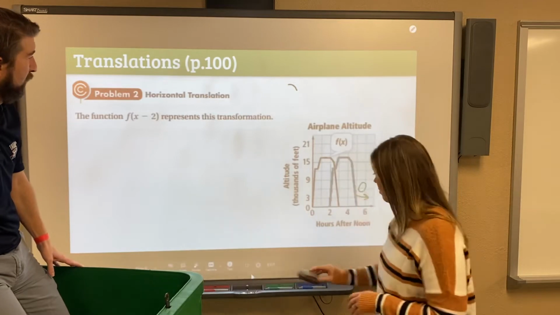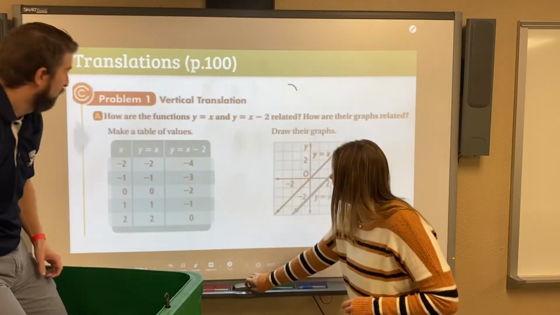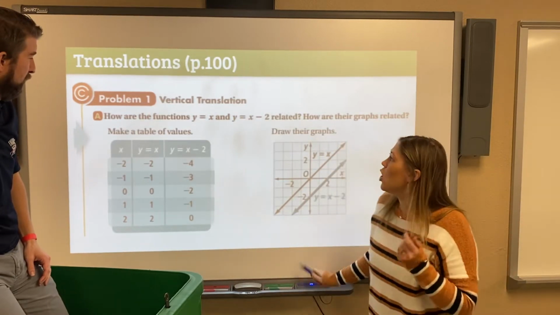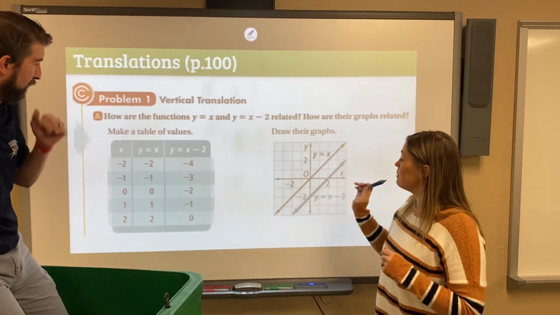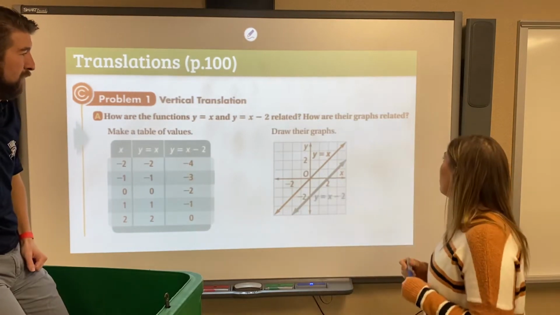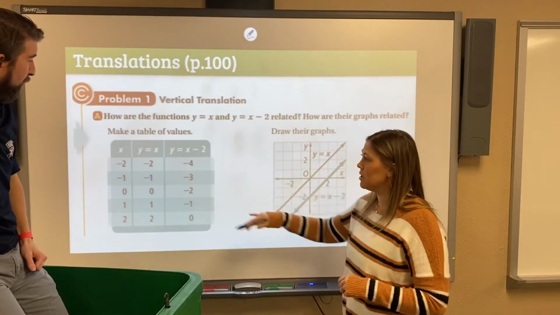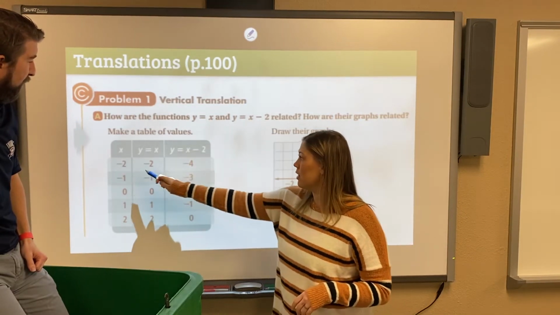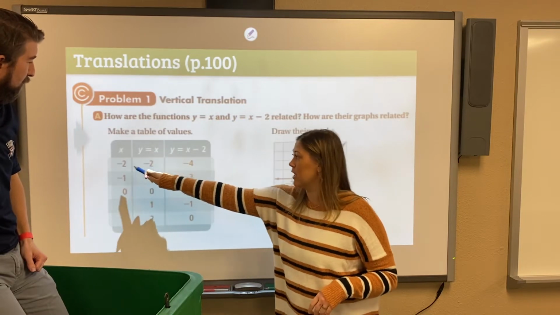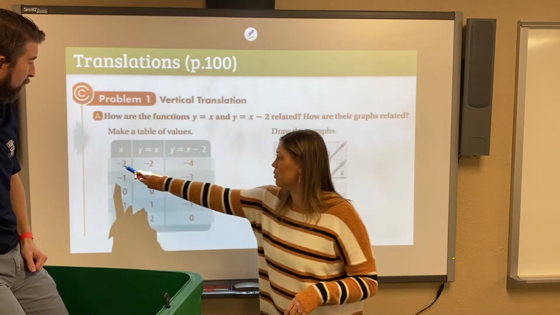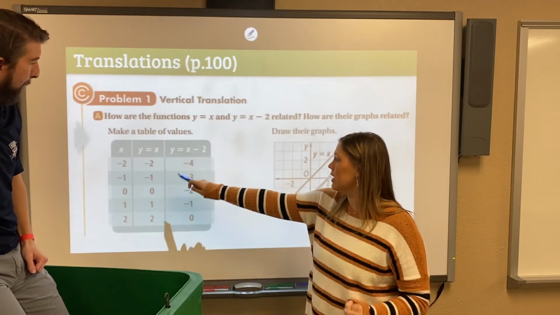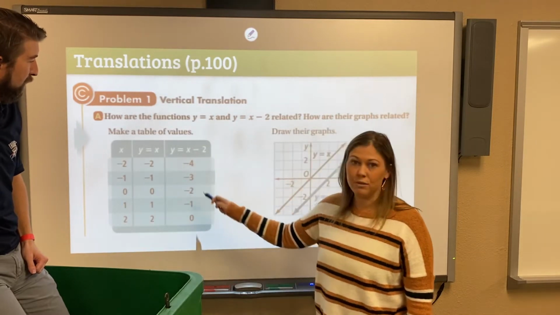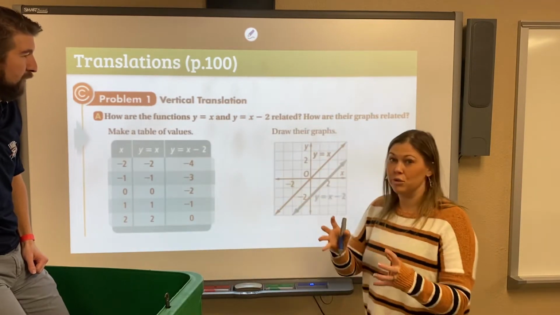Looking at this table and graph, it says, how are the functions y equals x and y equals x minus 2 related? How are their graphs related? If we have a table of values, we have our x's and y's. Here, for y equals x, we have negative 2. But if we have x minus 2, it goes from negative 2 to negative 4. And then negative 1, if we have x minus 2, negative 1 minus 2 would be negative 3. So all of these are 2 less.